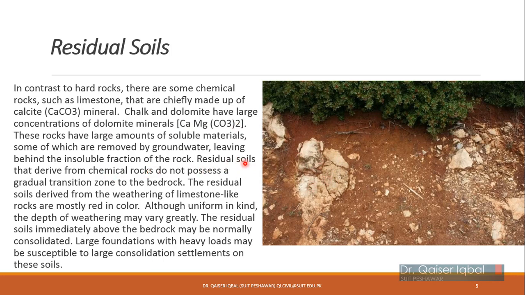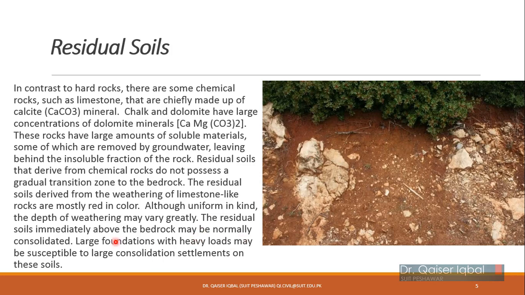The residual soil, which is derived from chemical rocks by chemical decomposition, possesses a gradual transition zone to the bedrock, and the residual soil derived from the weathering of limestone-like rocks is mostly red in color. You can see over here they are more reddish compared to the parent rock, because of the chemical alteration.